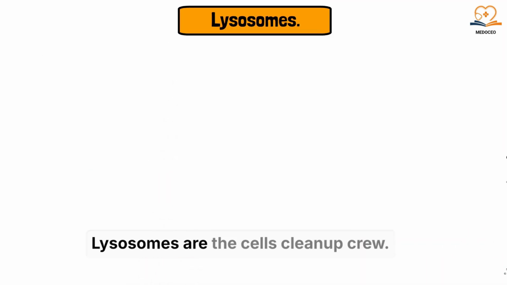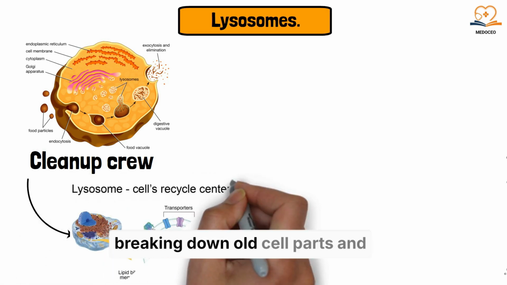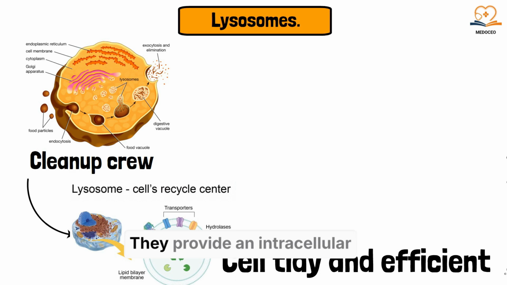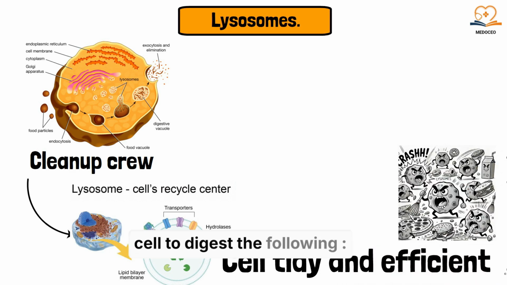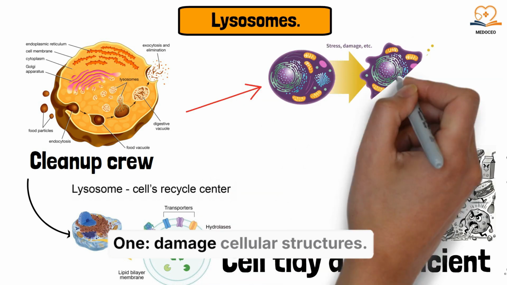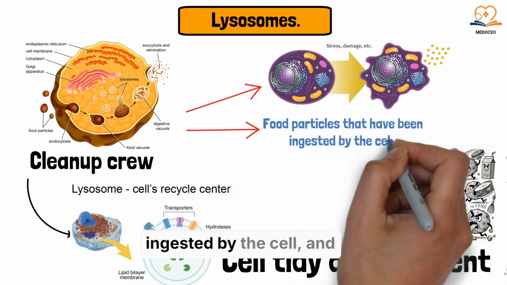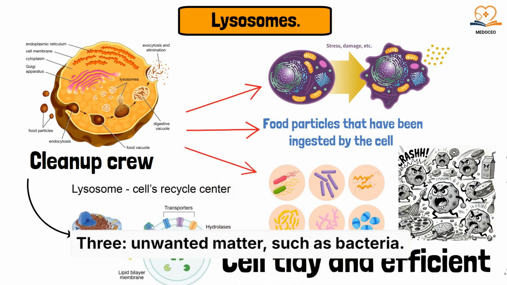Lysosomes. Lysosomes are the cell's cleanup crew. They digest and recycle waste, breaking down old cell parts and other debris to keep the cell tidy and efficient. They provide an intracellular digestive system that allows the cell to digest the following: 1. Damaged cellular structures. 2. Food particles that have been ingested by the cell. And 3. Unwanted matter such as bacteria.